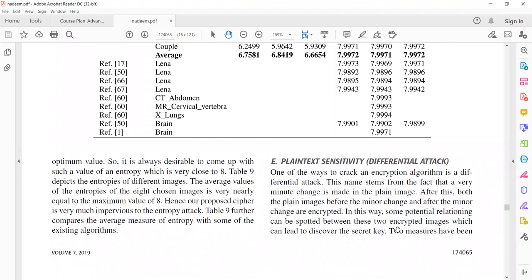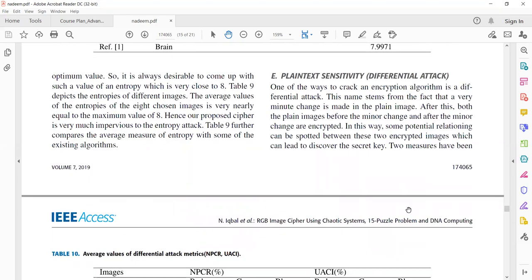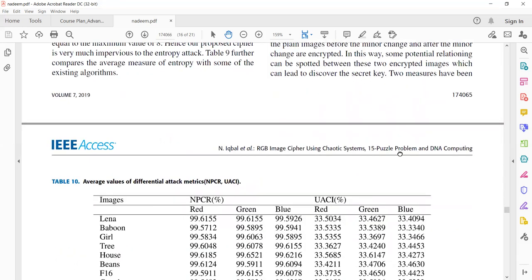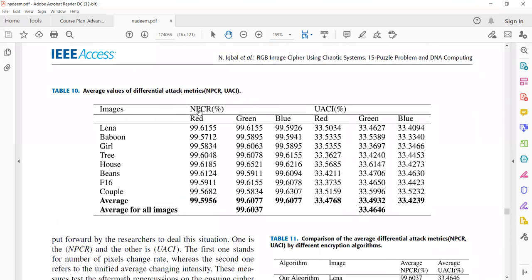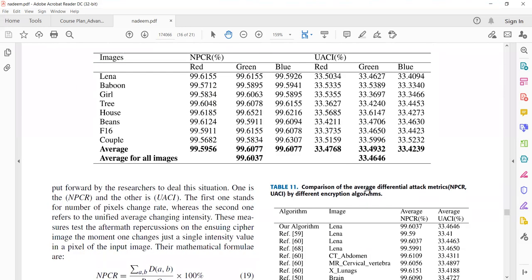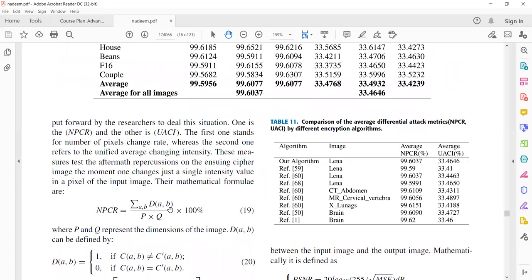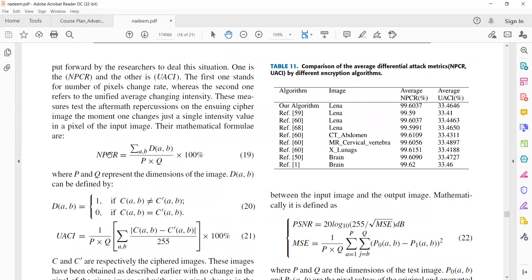Differential attack is yet another attack used by the hackers and adversaries. Here, two validation metrics are analyzed: NPCR, number of pixel change rate, and unified average change in intensity. Again, we can see every value is very nearly equal to 100. So we can see the proposed encryption scheme is secured. These are the formulae of NPCR and UACI. Here we have drawn a comparison.